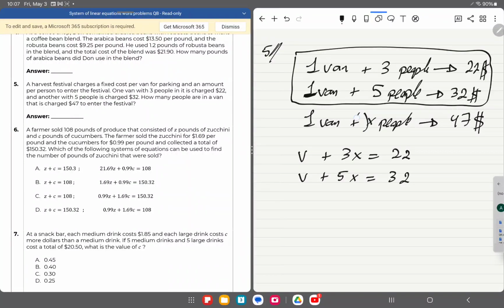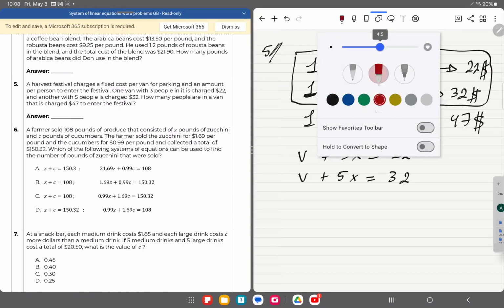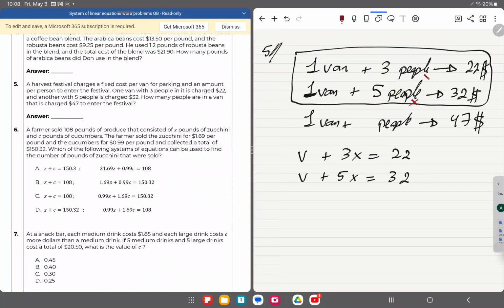Now, I don't know how many people there are here, so I cannot really write x people because I used the x plus, so people is the x. So people over here is my x. I don't know how many people.